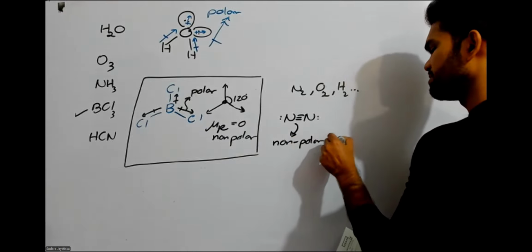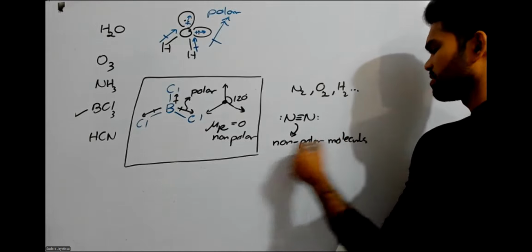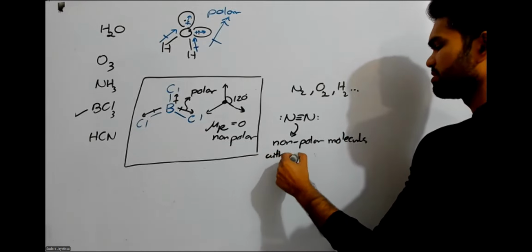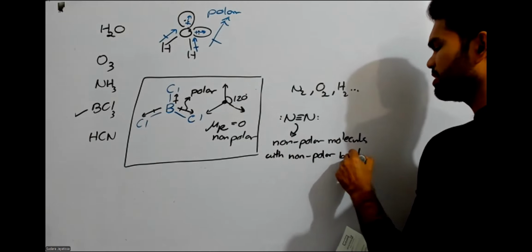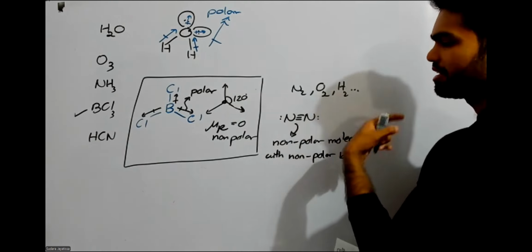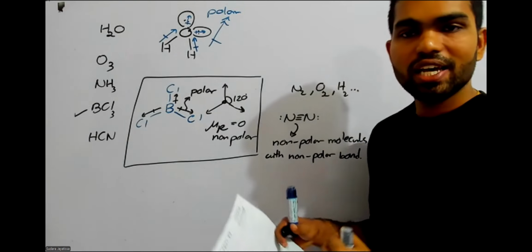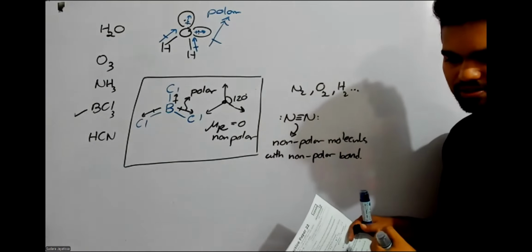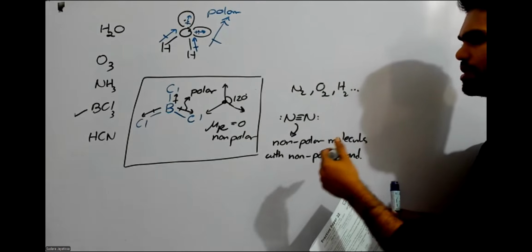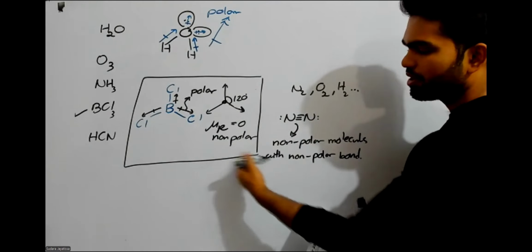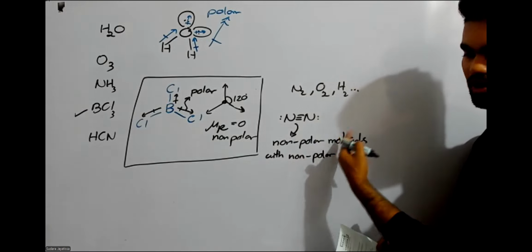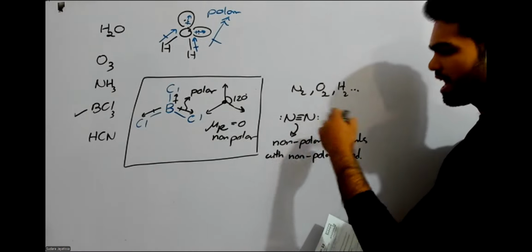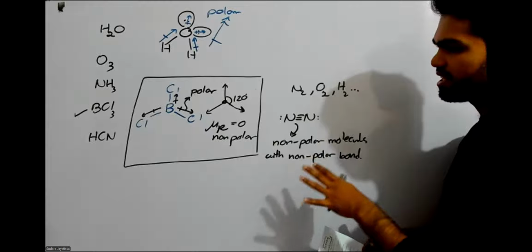Non-polar molecules with non-polar bonds. So the bond is also non-polar. You don't mark a dipole moment because the electronegativities are the same, so there is no pulling from one side. Remember that too, because these are the two types of non-polar molecules: molecules with polar bonds and molecules with non-polar bonds. But both, as a molecule, are non-polar, with no resultant dipole moment.